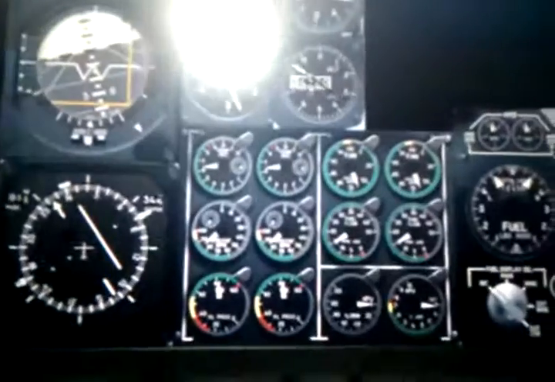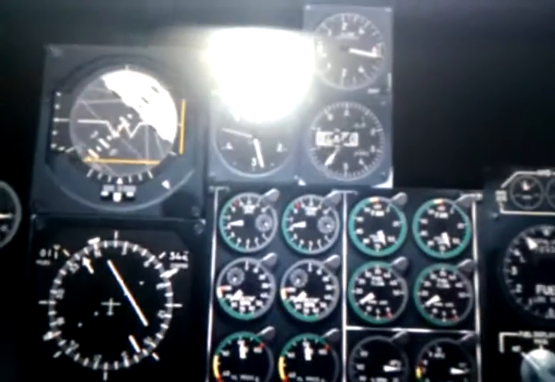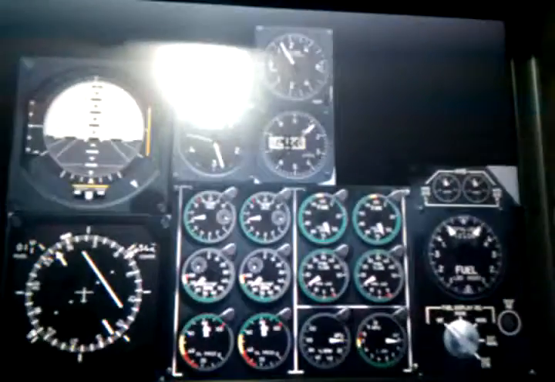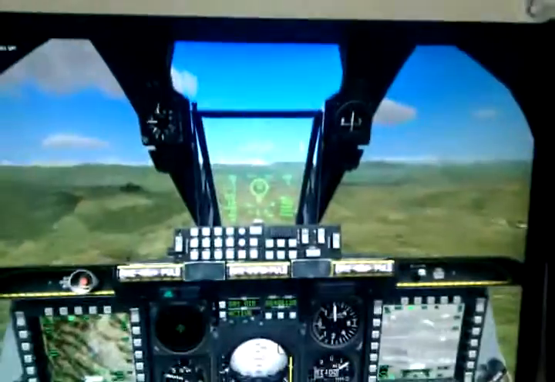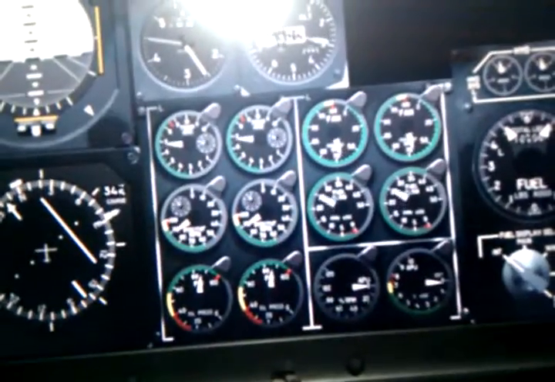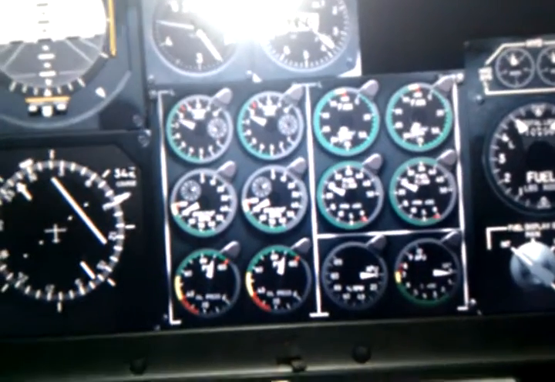So I just cut back the engines a little bit. Just trying not to crash. There we go. Just pop it into autopilot. So you see the dials update pretty rapidly. There's about half a second of lag, which is fine, really.